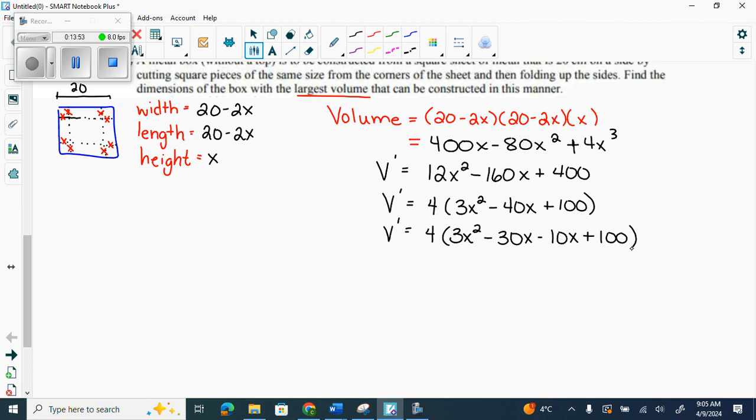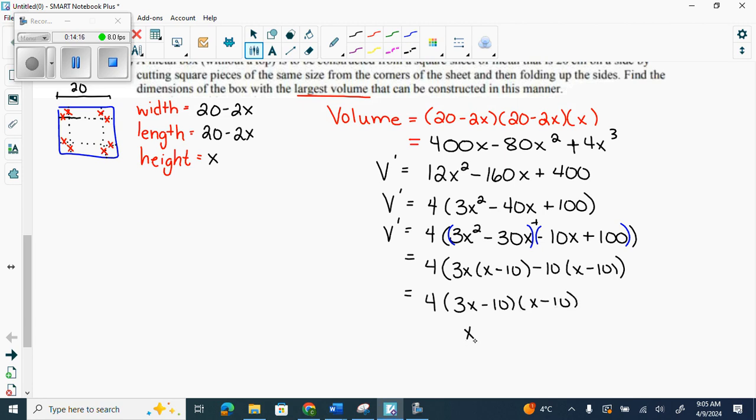Okay, so we're going to group. We're going to put a plus sign in between. And we're going to get 4 bracket 3x, x minus 10, minus 10, x minus 10. And then we get 4, 3x minus 10, x minus 10. And we're going to get two x values because we have set this equal to 0. x equals 10 over 3 and x equals 10.